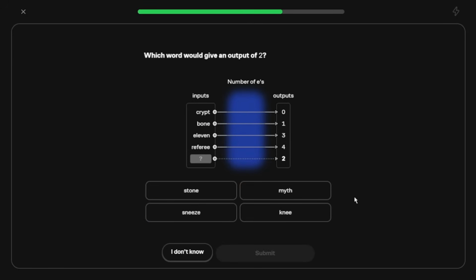This is also number of e's, but what will be the input when the output is 2? So this must be 2 e's. I have stone with 1 e, myth with 0 e's, sneeze with 3 e's, and knee with 2 e's.